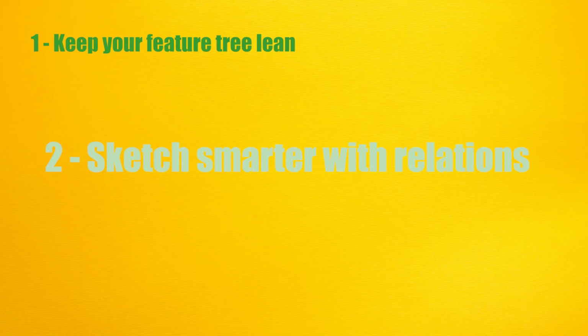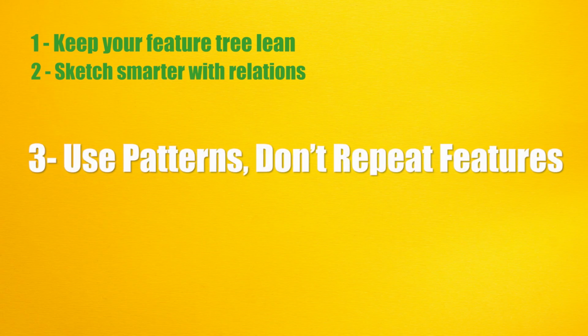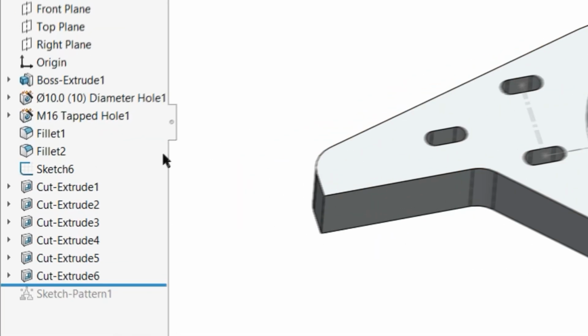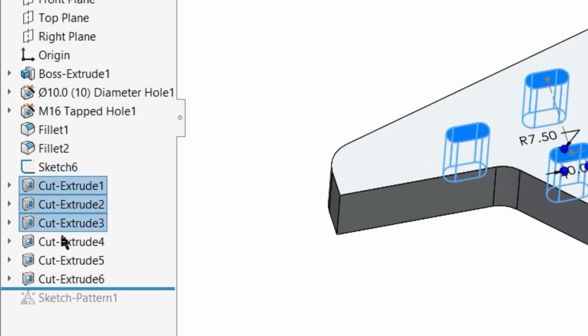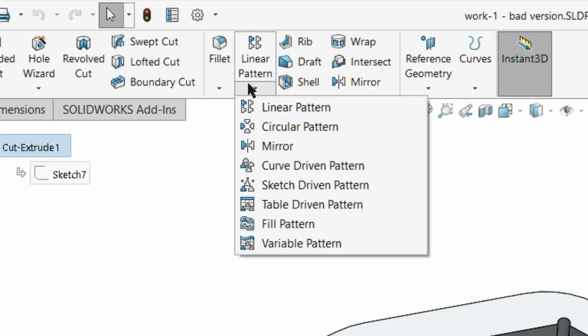Now that your sketch is solid, the next place people lose a lot of time is repeating the same feature over and over again. Tip 3. Pattern instead of repeating. A common mistake is creating identical features manually. The problem is when something changes, you have to fix every single one as well. Instead, use patterns both in a sketch and the part environment. Linear pattern, circular pattern, or sketch-driven patterns can save you a huge amount of time.